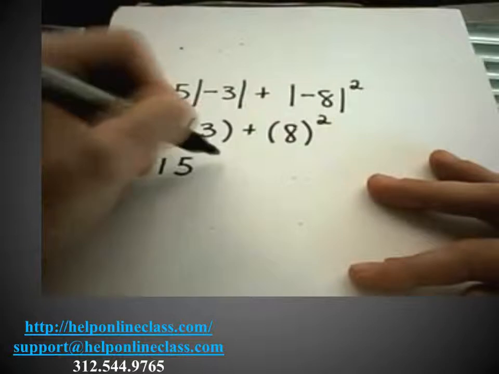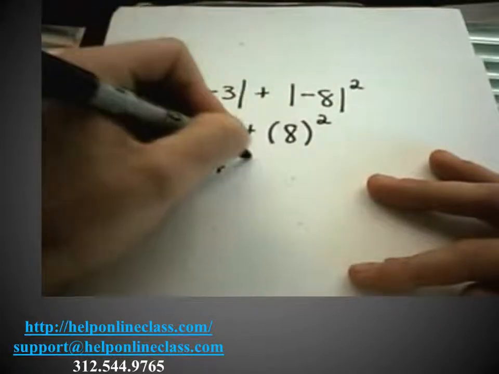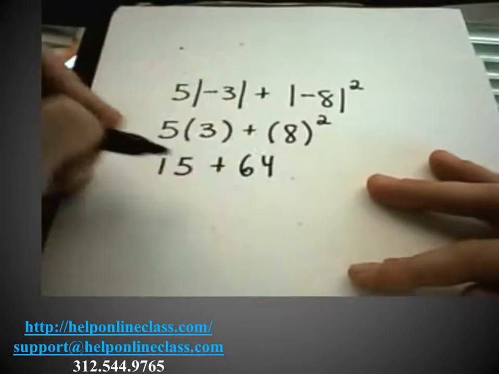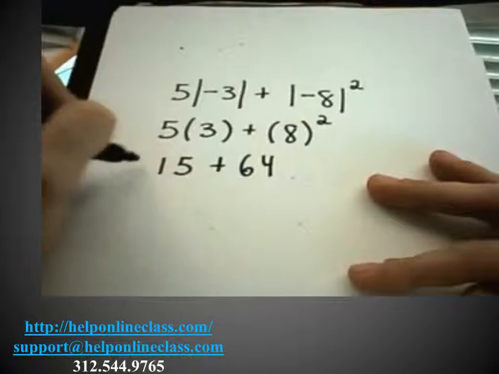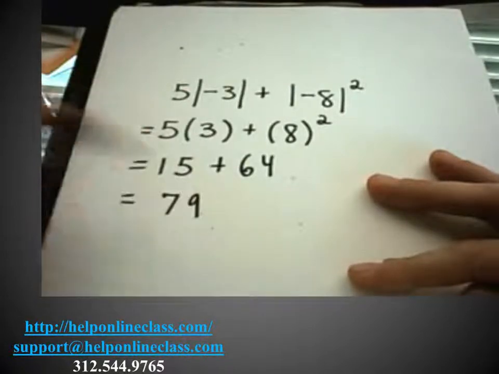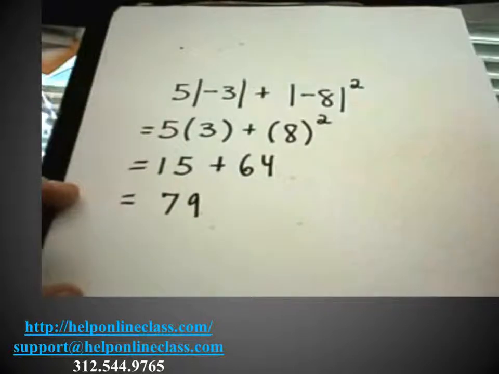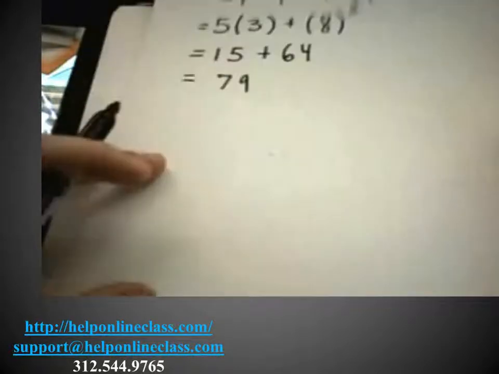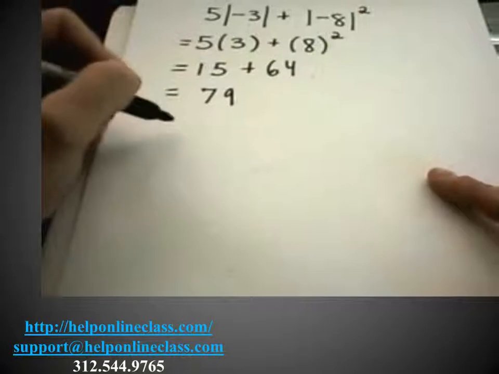5 times 3 is 15. 8 times 8 is 64. If we add these, we're going to get 79, and that's our solution. Maybe one more absolute value problem here.